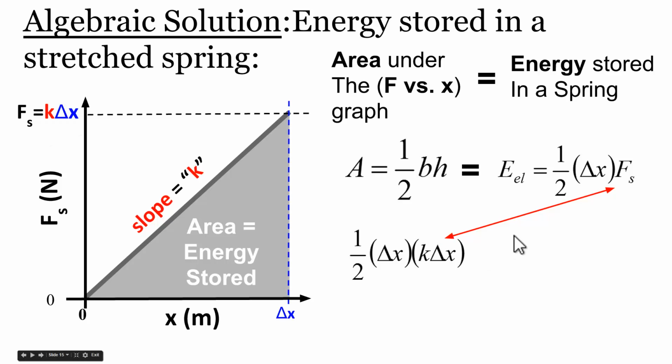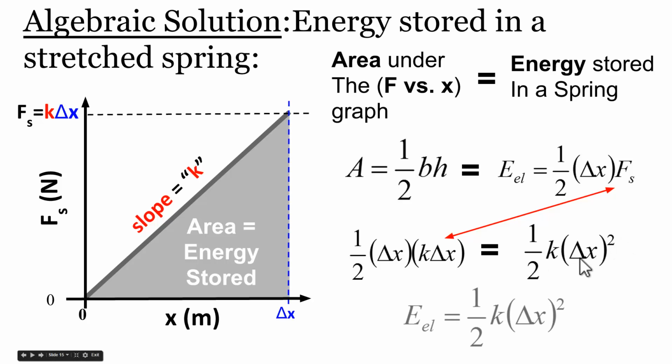So let's substitute in place of Fs, or the force exerted by the spring, k times the stretch, or the spring constant times the stretch. So we get 1/2 times the stretch times the spring constant times the stretch again. That can be simplified to 1/2 k delta x squared, or 1/2 times the spring constant times the stretch squared. So if you're compressing a spring or stretching a spring from its relaxed position, the amount of energy or effort stored in that spring will be equal to 1/2 times k times the stretch squared.